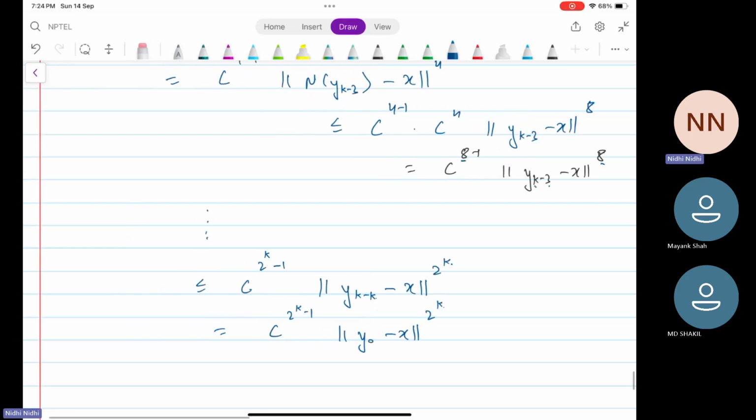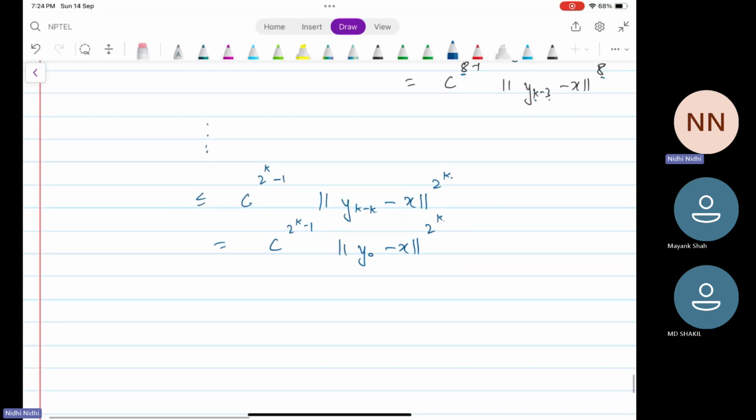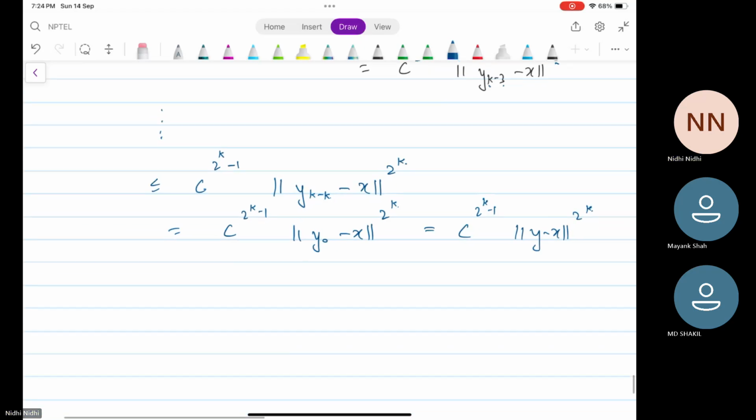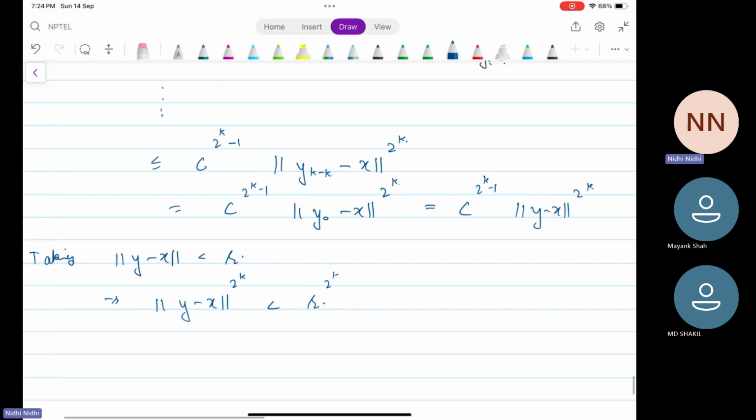Now, this y naught was nothing but just y. This is equal to c to the power 2 to the power k minus 1, norm y minus x to the power 2 to the power k. Now if I take this norm y minus x to be strictly less than r, in that case we'll get norm y minus x to the power 2 to the power k strictly less than r to the power 2 to the power k.